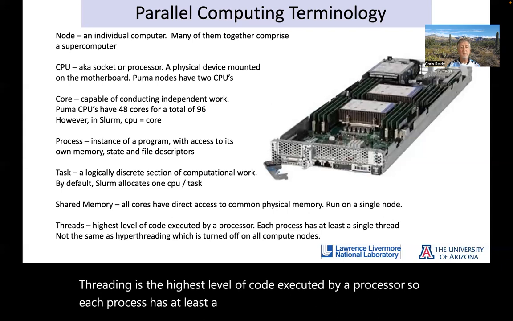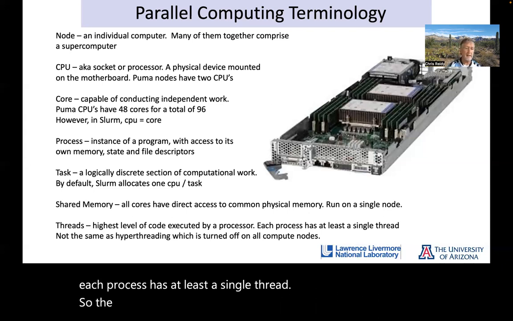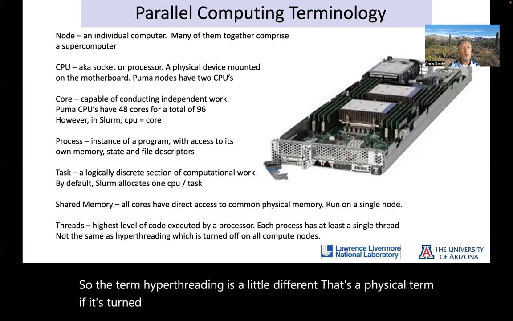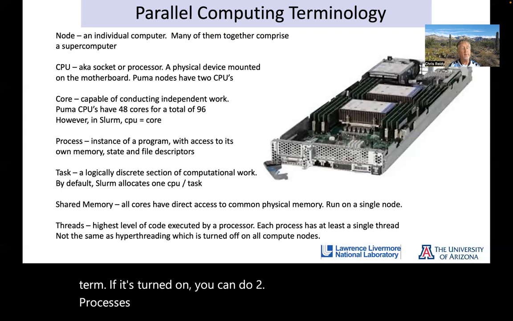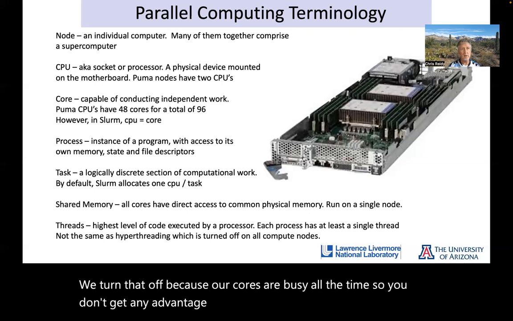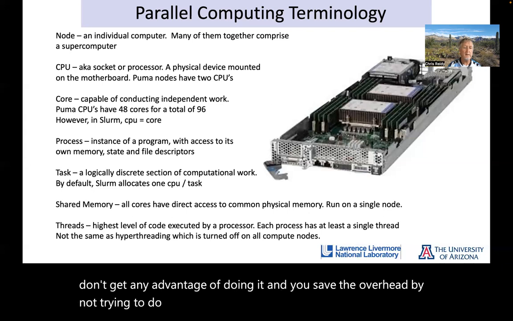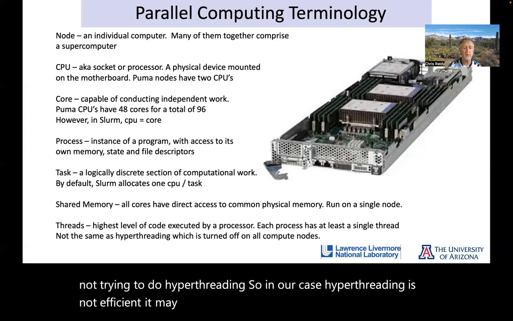Threading is the highest level of code executed by a processor, so each process has at least a single thread. So the term hyperthreading is a little different. That's a physical term. If it's turned on, you can do two processes at once on a single core. We turn that off because our cores are busy all the time, so you don't get any advantage of doing it, and we save the overhead by not trying to do hyperthreading. So in our case, hyperthreading is not efficient. It may be efficient on a laptop though.